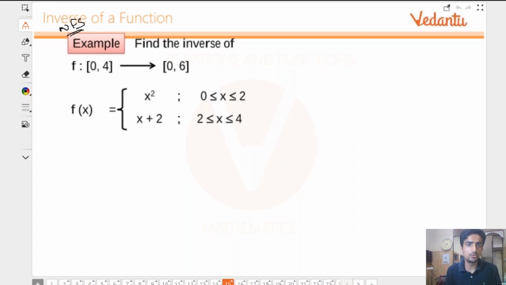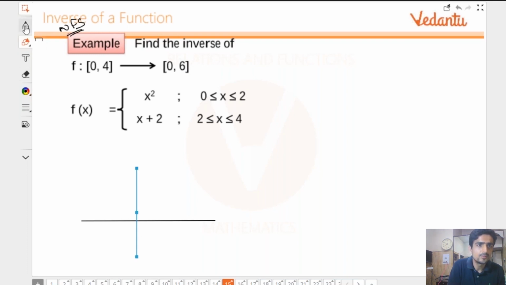Now this is a function for you, which is defined like this. In 0 to 2, the value is x square, and in 2 to 4, the value is x plus 2. Now we need to find the inverse. This is something I'm going to explain, and I'll be explaining it through a graph so that it is easy to understand.